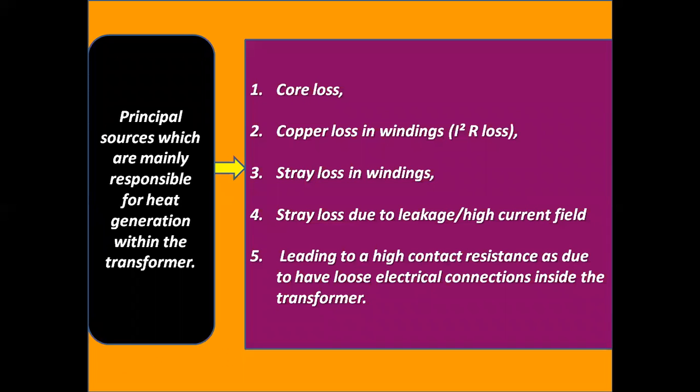Now, the principal sources mainly responsible for heat generation within the transformer: number one, core loss; number two, copper loss in windings, I squared R loss; number three, stray loss in windings; number four, stray loss due to leakage and high current field; number five, high contact resistance due to loose electrical connections inside the transformer.